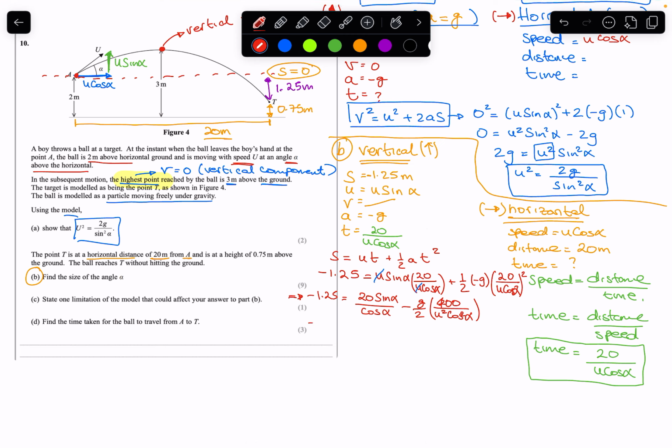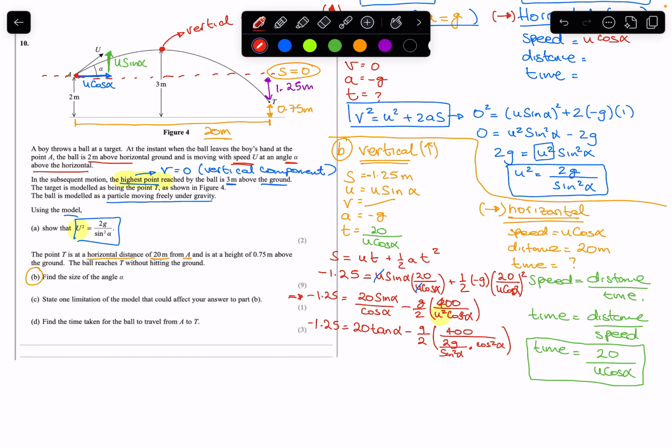So I can now simplify this to minus 1.25 is equal to sine alpha over cos alpha, which is tan alpha. So I can rewrite this as 20 tan alpha minus g over 2. And now that can be written as 400 over, well, I know what my u squared is, right? I know that u squared is simply equivalent to 2g over sine squared alpha. So I can substitute that in there. So u squared simply becomes 2g over sine squared alpha times cos squared alpha.